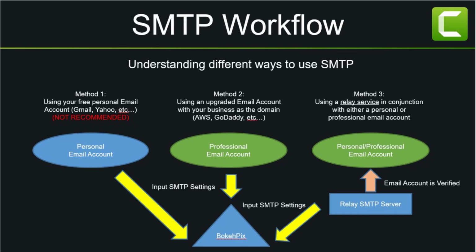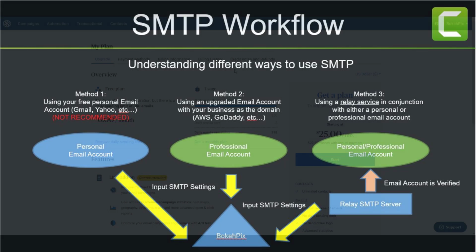The third option employs the method of a relay service. A relay service is a method where you verify your email's authenticity beforehand, and then the email is sent through the relay SMTP provider, thus giving you a better chance of a successful email and reducing the possibility of that email going to a spam folder. You can use either a free personal email account through the relay service or a more professional one. We're going to walk through an example of the third method since that is the preferred choice.